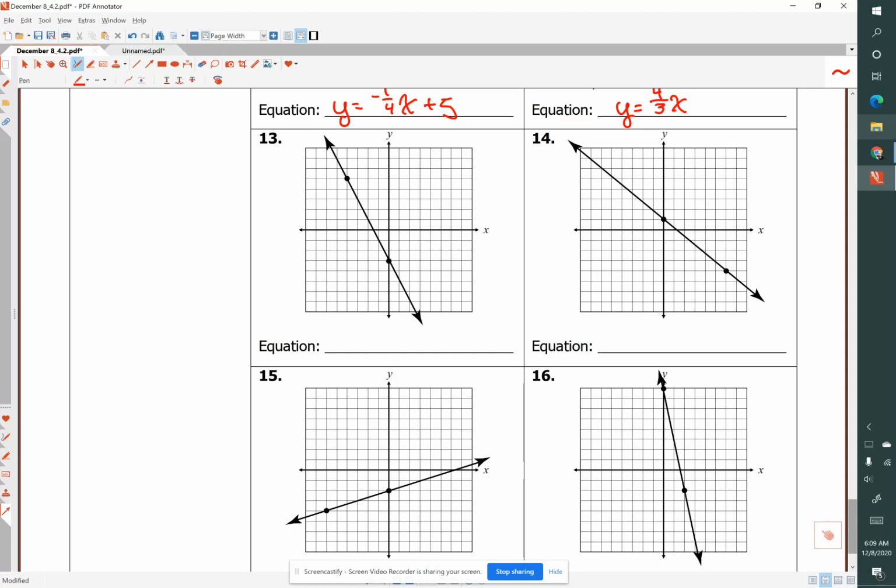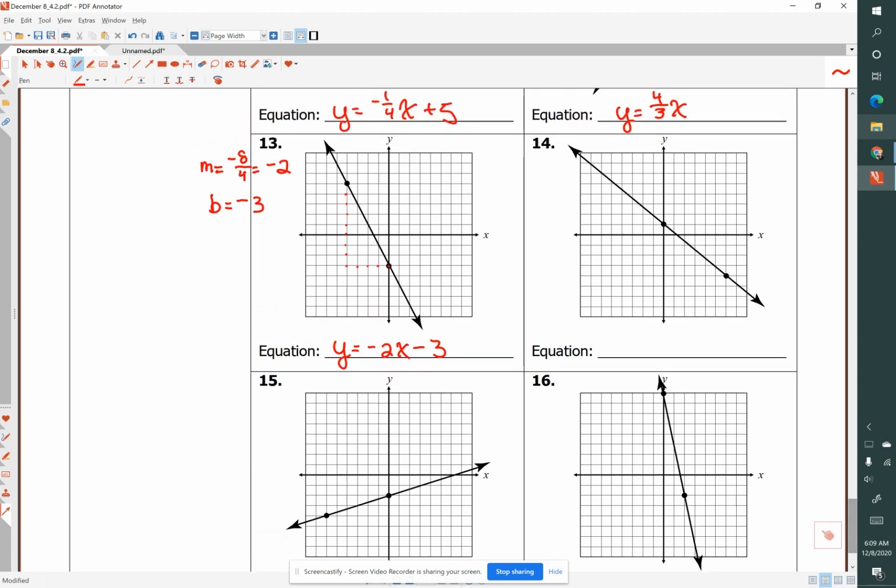So number 13, we have a negative slope. So let's count. Our rise is -1, 2, 3, 4, 5, 6, 7, 8. So we have -8 in the numerator and a +1, 2, 3, 4 in the denominator. And that simplifies to -2. And the graph crosses the y-axis at -1, 2, 3, -3. So our equation is y equals -2x minus 3.